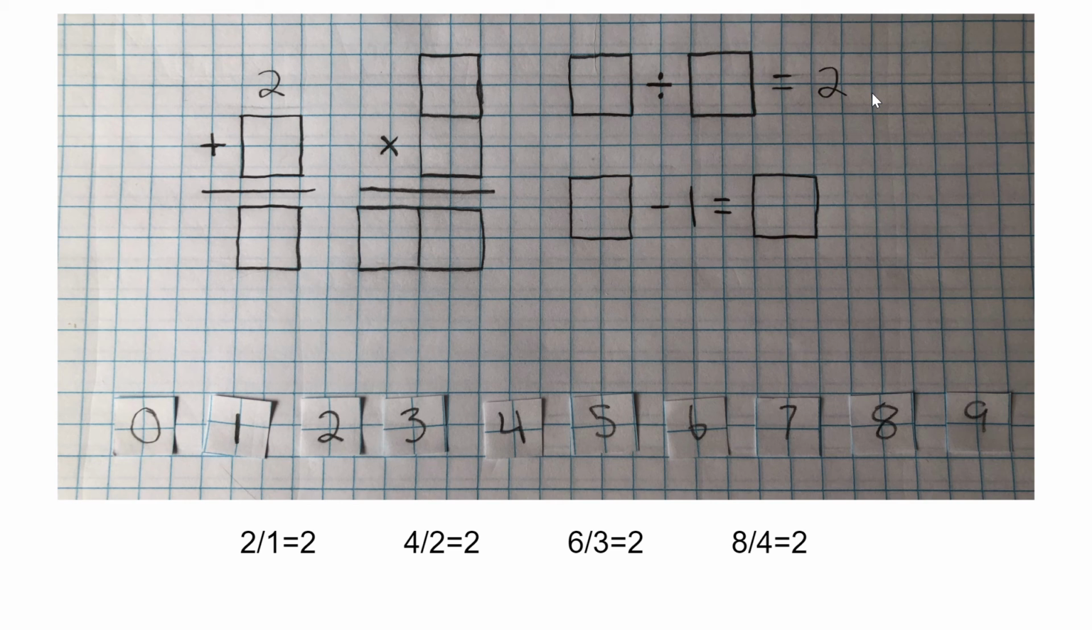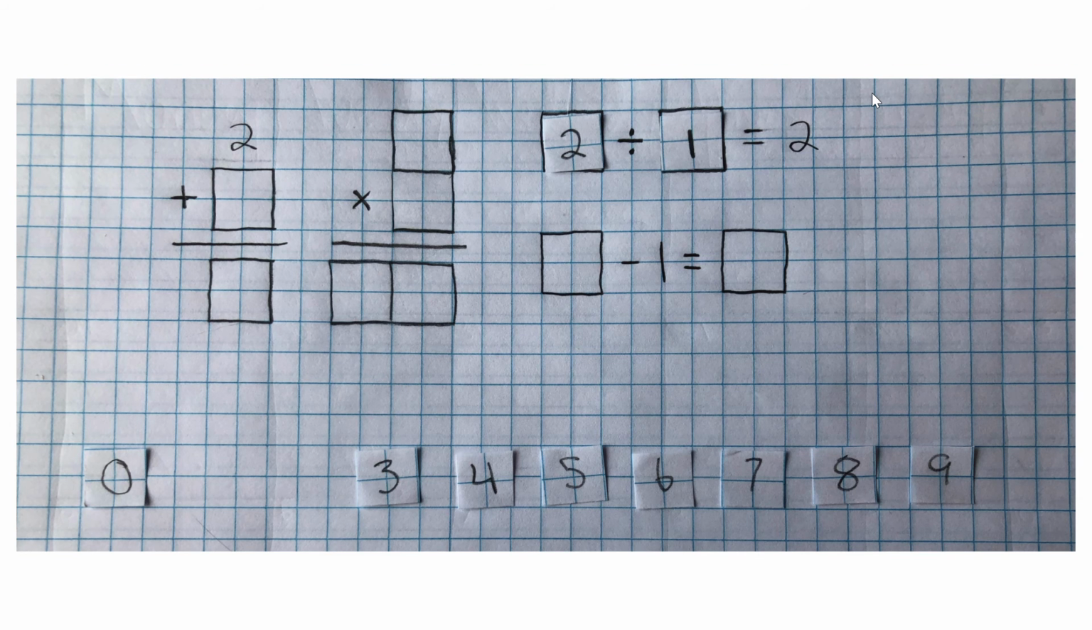We can only do 2 divided by 1, 4 divided by 2, 6 divided by 3, and 8 divided by 4. So what we're going to do is start with 2 divided by 1, and then we can start filling out the rest of the equations with the first one filled out to make it a little bit easier for us.